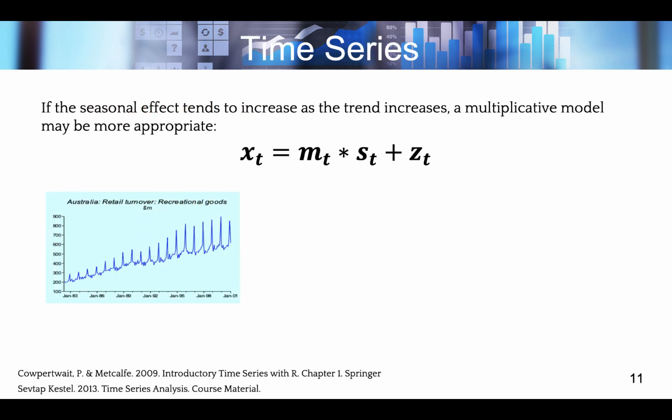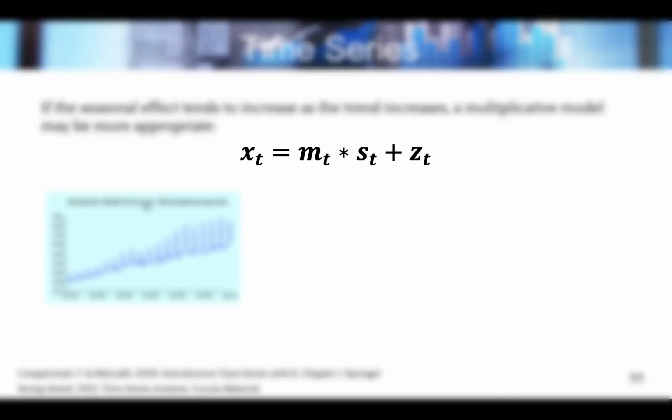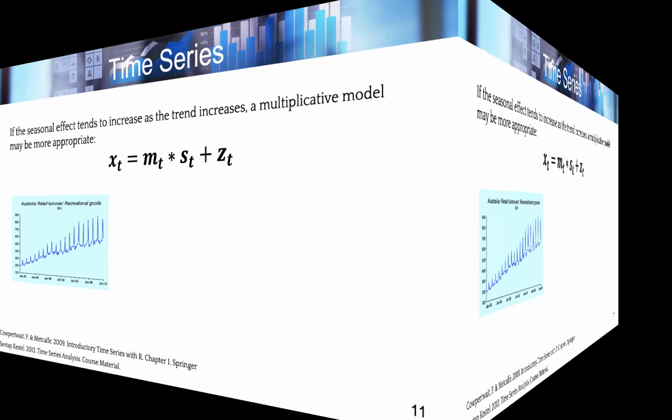If the seasonal component tends to increase as the trend increases, and you can notice in the plot where the fluctuation is increased, a multiplicative model instead of an additive model is more appropriate. So we have m at time t multiplied by seasonal component at time t, plus error term.